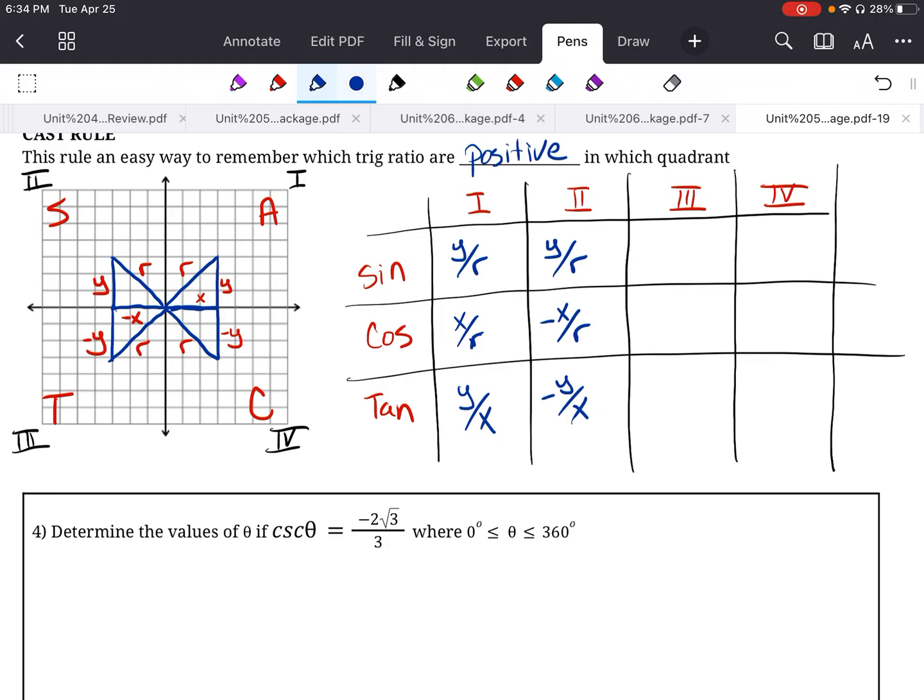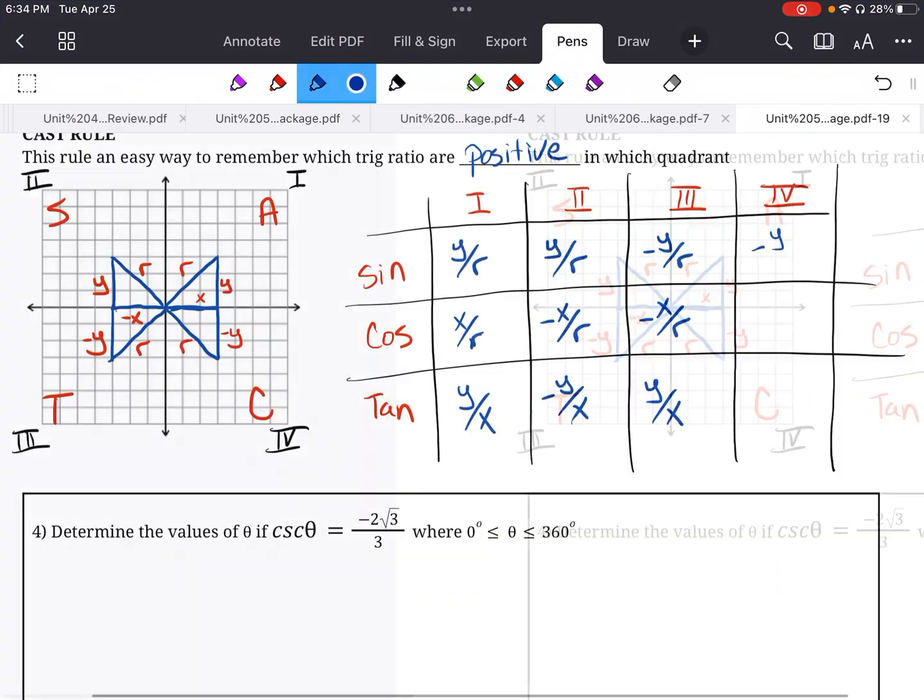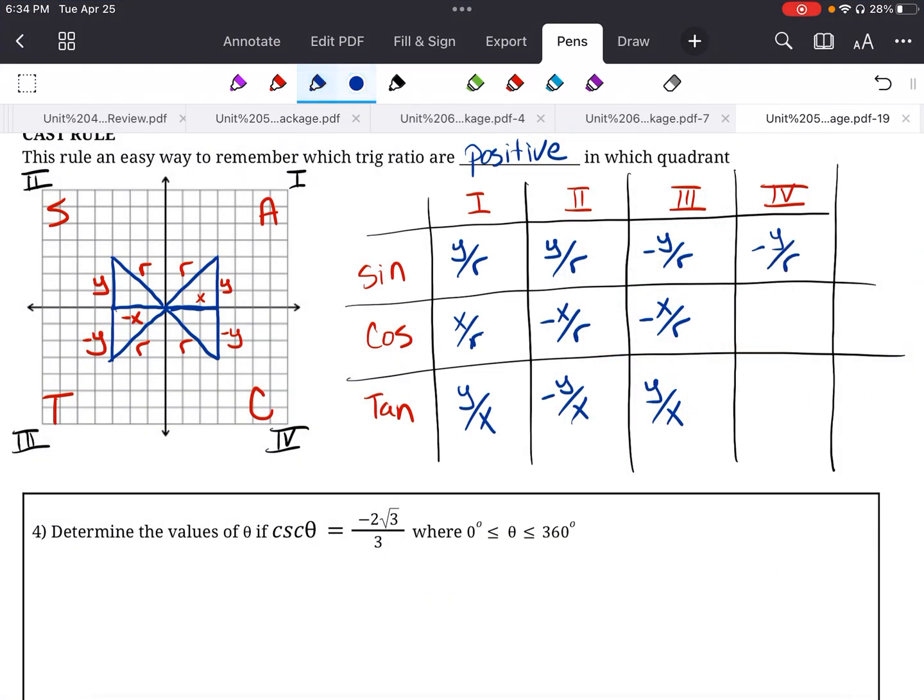Sine, the opposite is negative y. The adjacent is negative x. But because it's negative y and negative x, we know that a negative divided by a negative is a positive. So tan will be positive in quadrant 3. And finally, in quadrant 4, sine, we have negative y over r. We have positive x over r, and we have negative y over positive x.